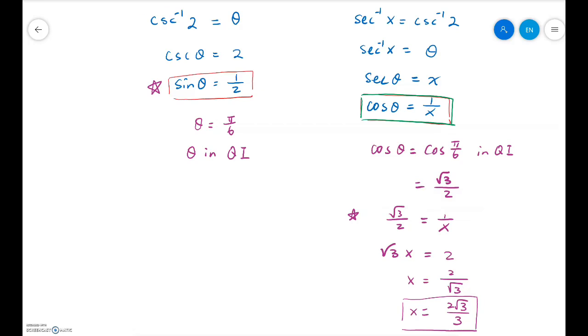So I can use this method without drawing the right triangle because I have a really nice special angle, sine theta equals 1/2. If I do not have it, I have to draw the right triangle and use the Pythagorean theorem to figure out the length of each side.